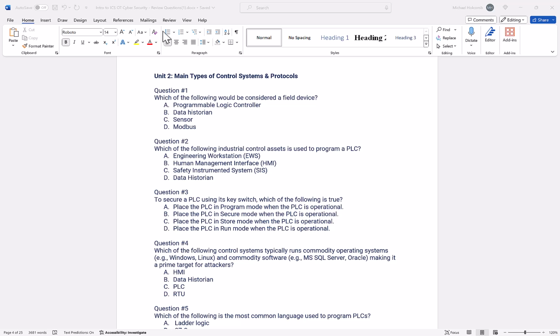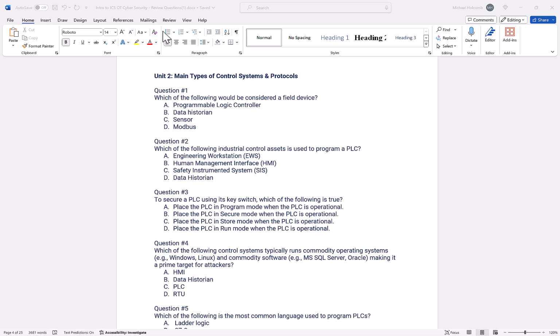Question number 2: which of the following industrial control assets is used to program a PLC? This is where we talked about the engineering workstation, where a technician would sit to connect to a PLC, either remotely over TCP/IP, or sitting physically next to the PLC and connecting with a local cable like an RS-232 serial connection. So that's the engineering workstation.